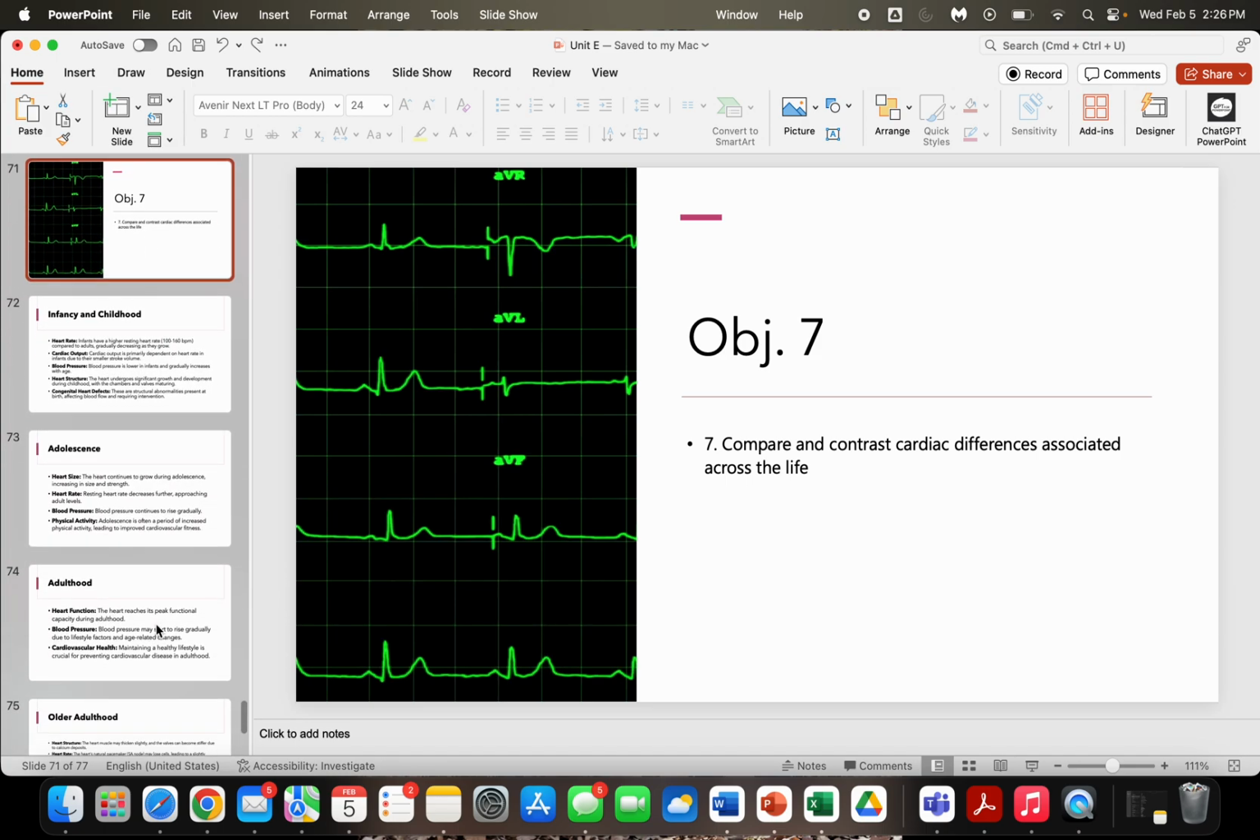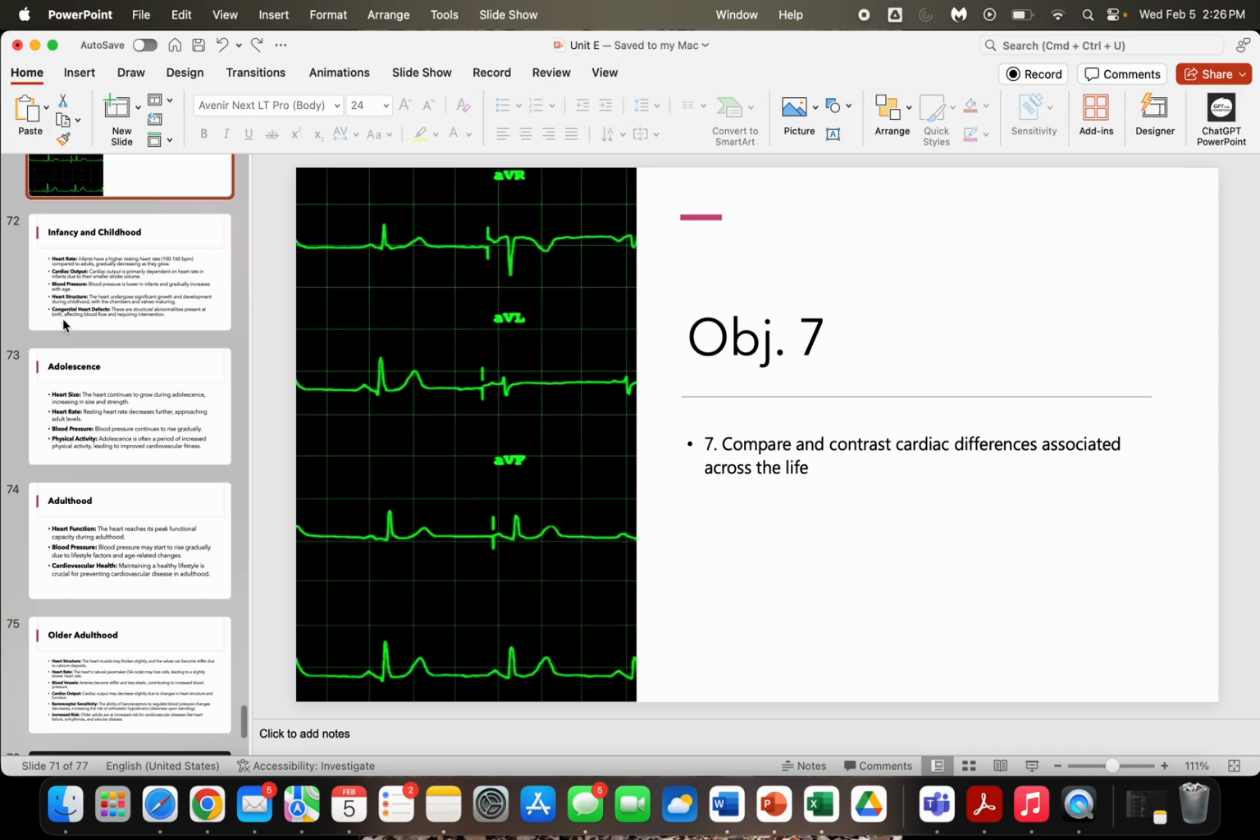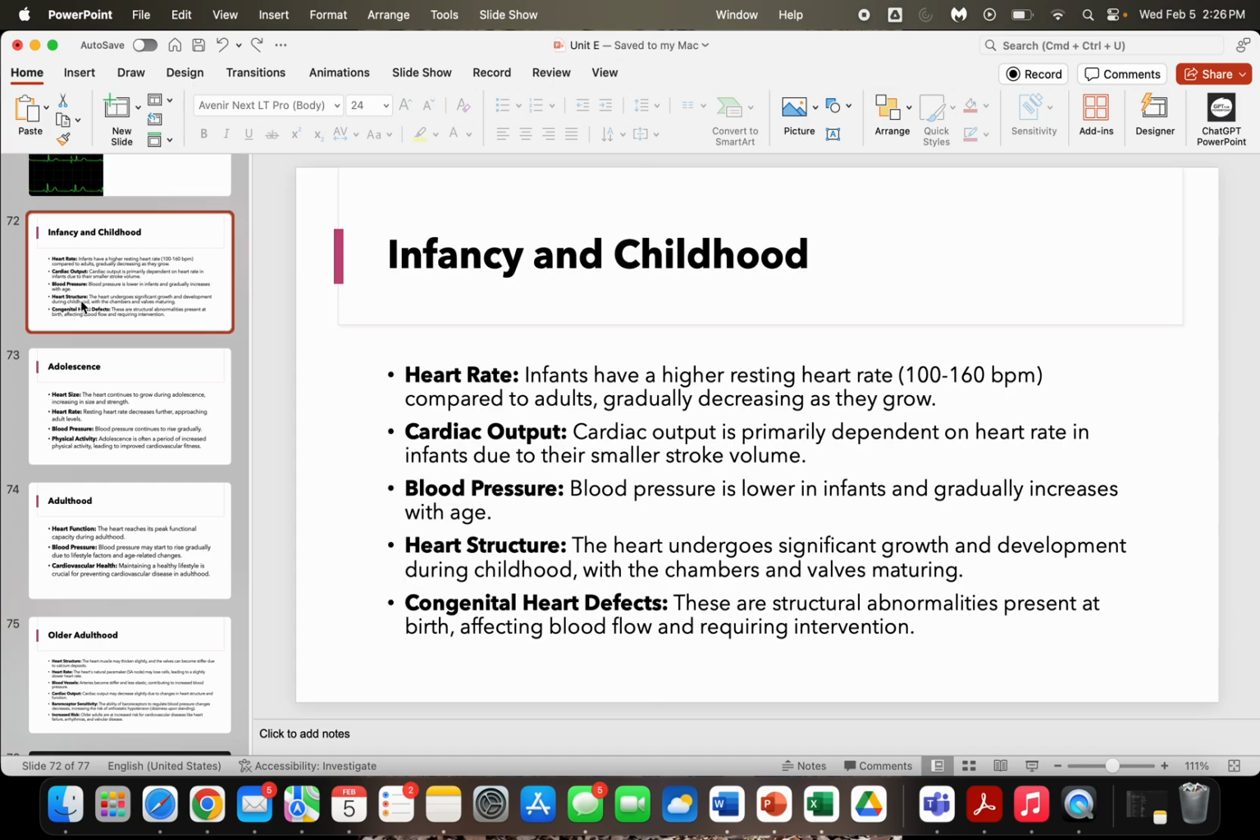Okay, let's talk about 7. Compare and contrast the cardiac differences across the lifespan. We have another lecture, congenital heart defects, where we're actually going to talk about pediatric cardiac conditions. But we are going to talk a little bit about the differences here because this lecture mostly focuses on adults. However, a lot of these conditions can also occur in children. So please keep that in mind, okay?